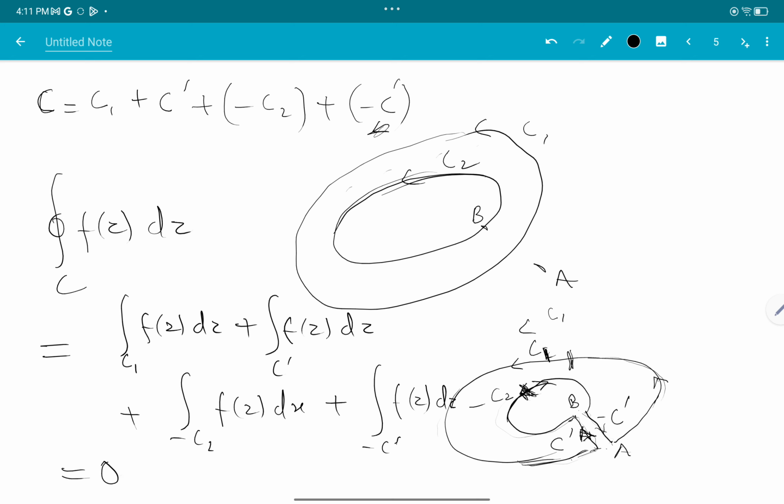Now the integral is 0. What else then? Now check this f(z) dz. First of all, these two integrals.